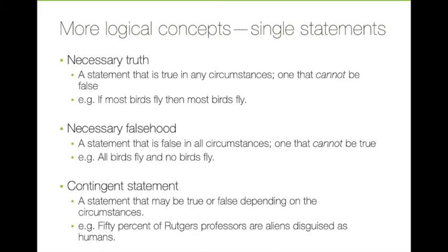We can contrast statements like that with necessary falsehoods, ones that are false no matter what the circumstances are, ones that can't be true. An example of a necessary falsehood would be all birds fly and no birds fly. So if all birds have some trait, it's impossible for them also to all not have that trait. So this sentence just can't be true. There's no way to imagine circumstances where it could be.